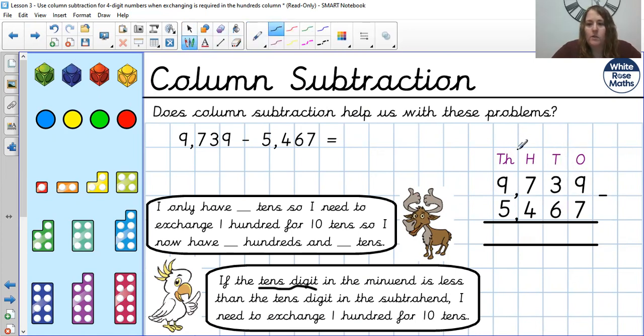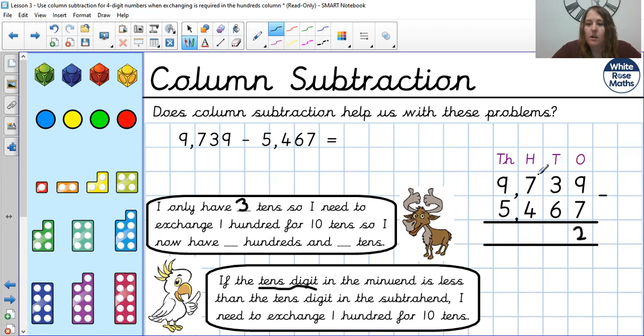Okay, we start with our ones column as we always do. 9 take away 7 is 2. Then we go to our tens column. 3 take away 6, I can't do that. This is where I'm going to need to exchange. So I have 3 tens and I'm going to need to exchange them.